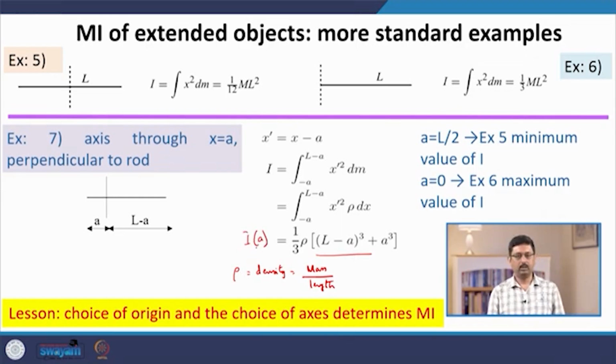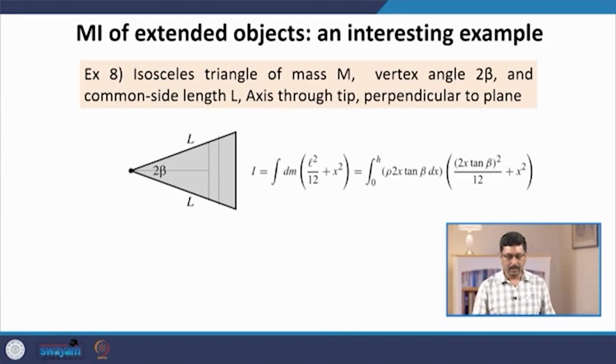And if you can, I put it as an exercise: plug in A equal to L by 2 and show that you get back the result, and with A equal to 0, you get back the result discussed earlier. So, the take home message from this example is that the choice of origin and the choice of axis is absolutely important to determine the moment of inertia. It is meaningless to talk about moment of inertia unless you choose your axis and choose your origin, the pivot point.